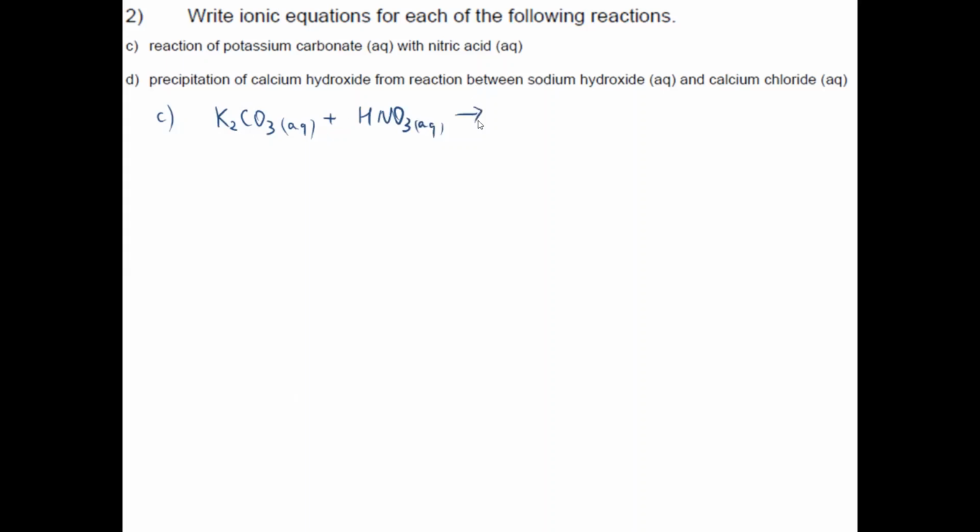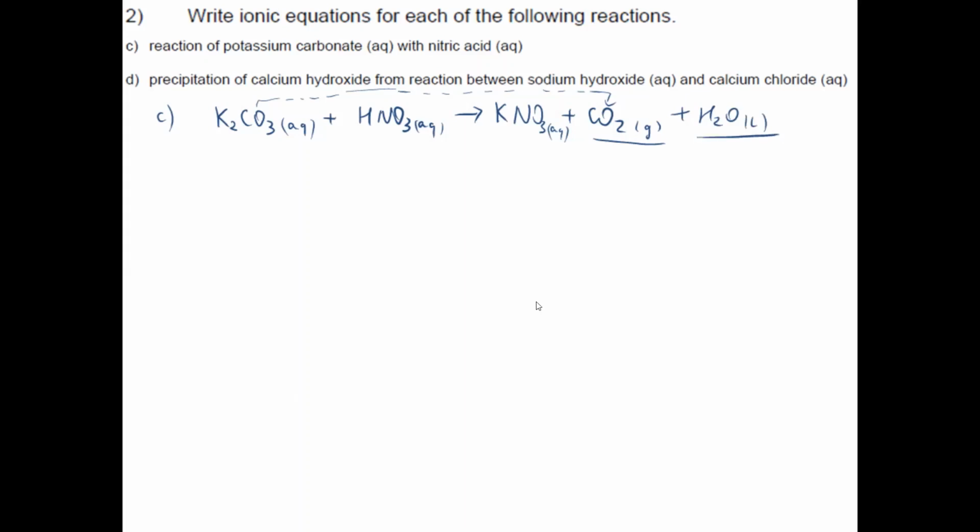Because it's a carbonate with acid, we're going to make the salt and carbon dioxide and water. So carbonate is going to turn into carbon dioxide. So hydrogen is going to turn into water, and NO3 and K are going to make potassium nitrate. That's also going to be aq, because all nitrates and all potassium salts are going to be aq. Carbon dioxide is going to be gaseous, so that's not going to split into ions. And we make water as well, which is going to be liquid, which is going to stay as it is.